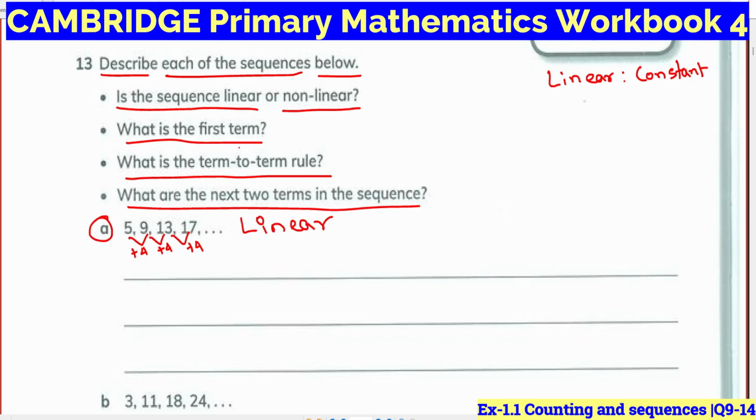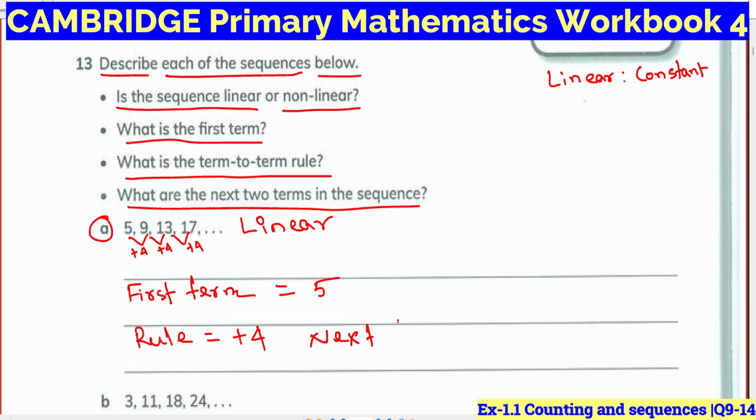Okay, what is the first term? So first term equals 5. What is the term-to-term rule? Rule: plus 4.